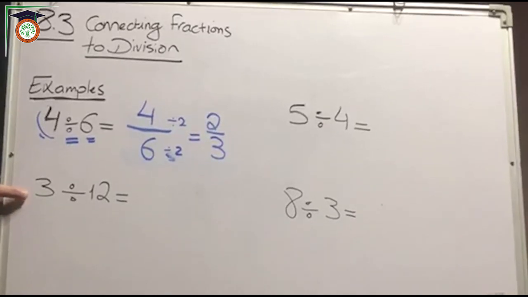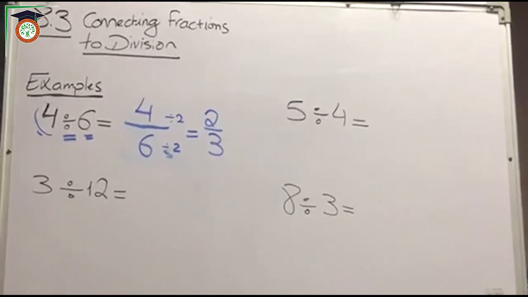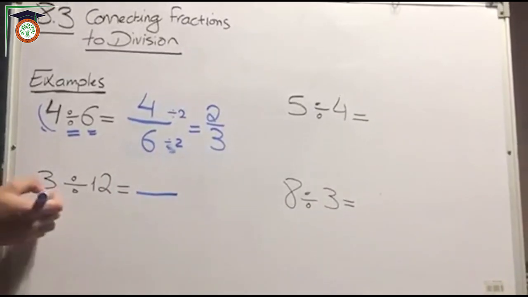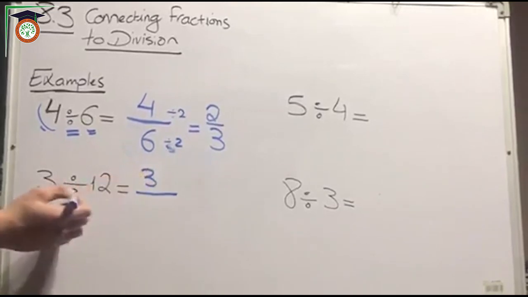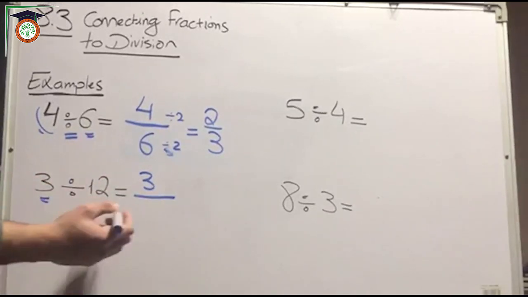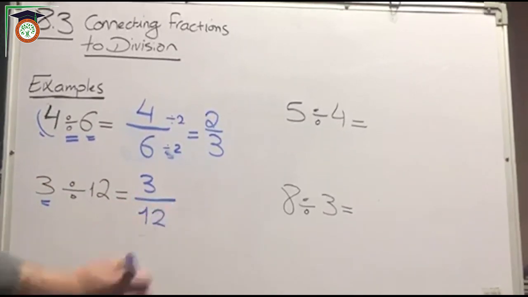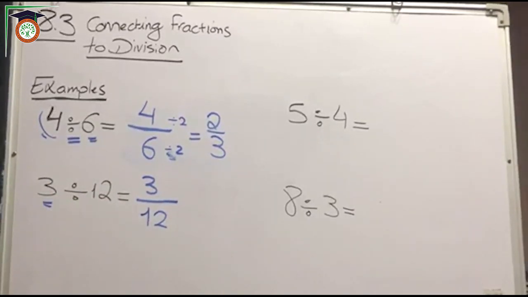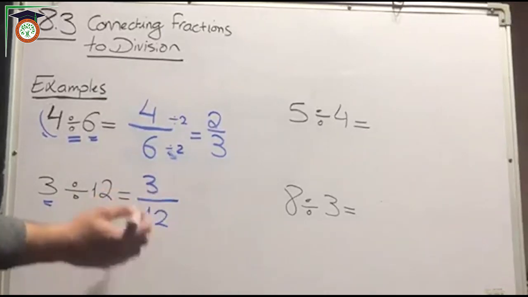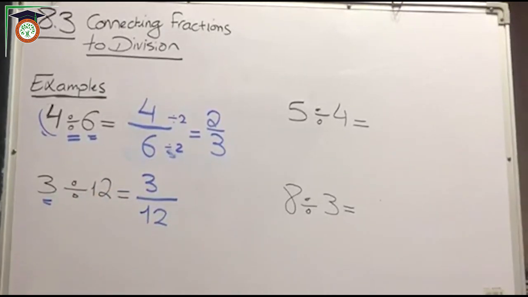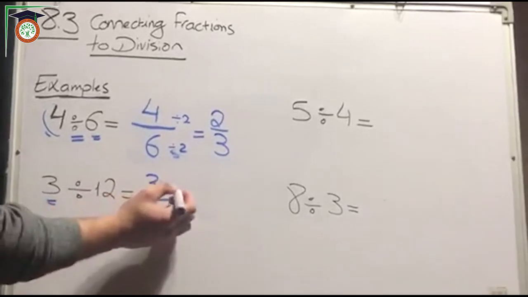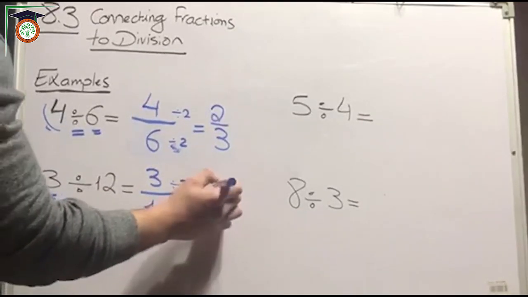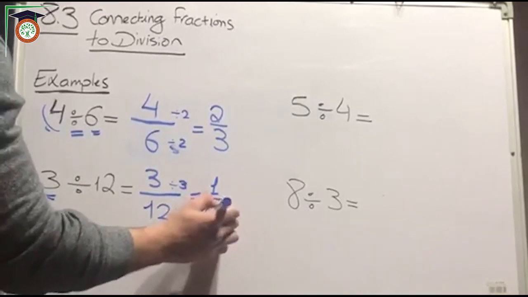Now for this example, we have a 3 divided by 12. Fraction bar. The number before the division sign goes in the numerator, and the one after the division sign goes in the denominator. So we have 3 over 12. Is this the simplest form? No, it's not. Where do 3 and 12 meet in a timetable? Timetable 3. So if I divide by 3 up and below using the do-do rule, I get a 1 over 4.